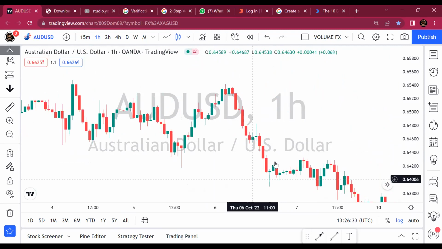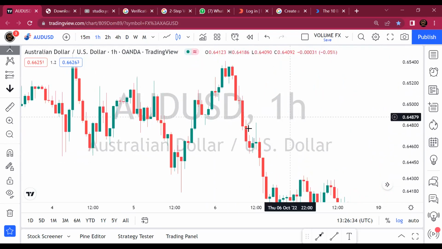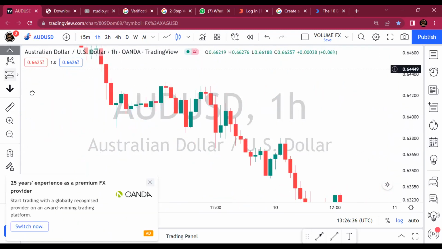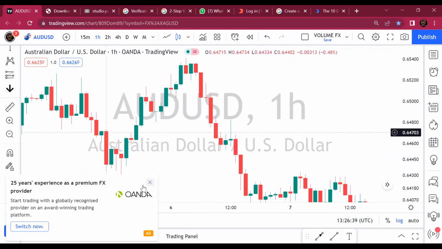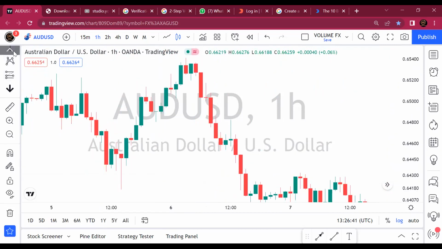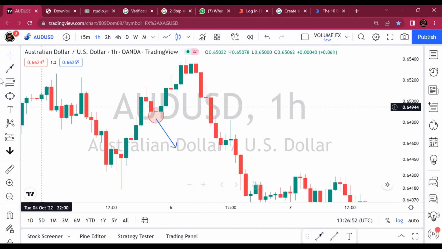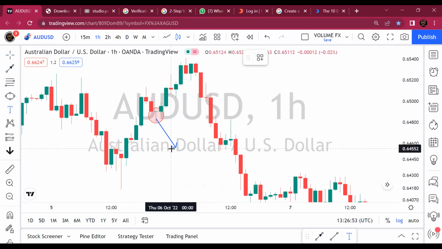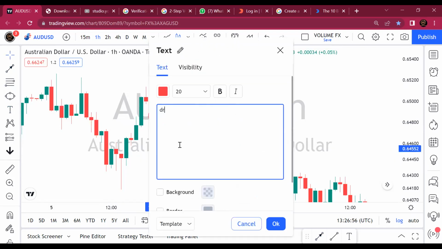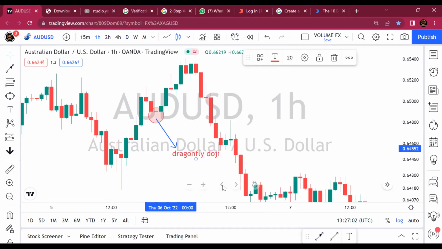Yeah. Well, this is a perfect example of a good doji. Yeah, right here. Right there. That is a dragonfly. That is a dragonfly doji.